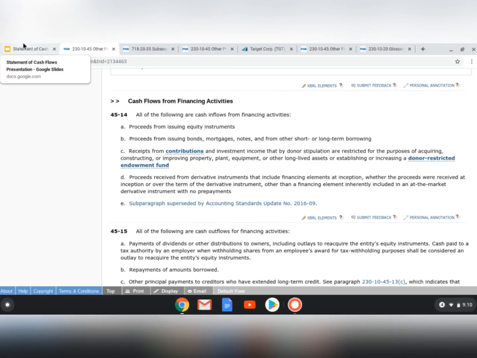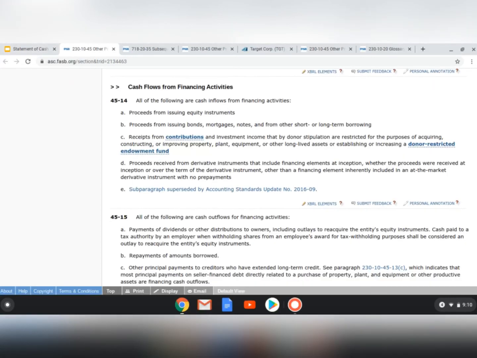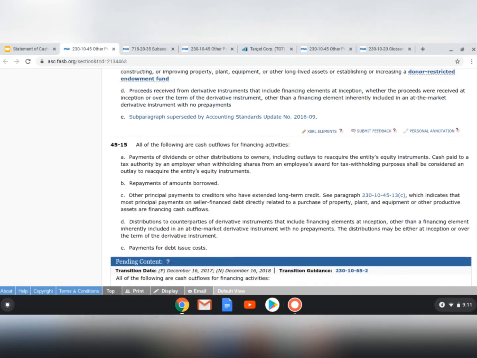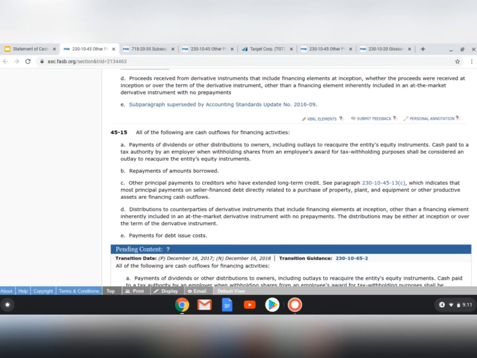And then section 15A discusses the outflows. So when they paid any of the dividends or anything, that would also go into the financing activities, but that would just be subtracted from them.